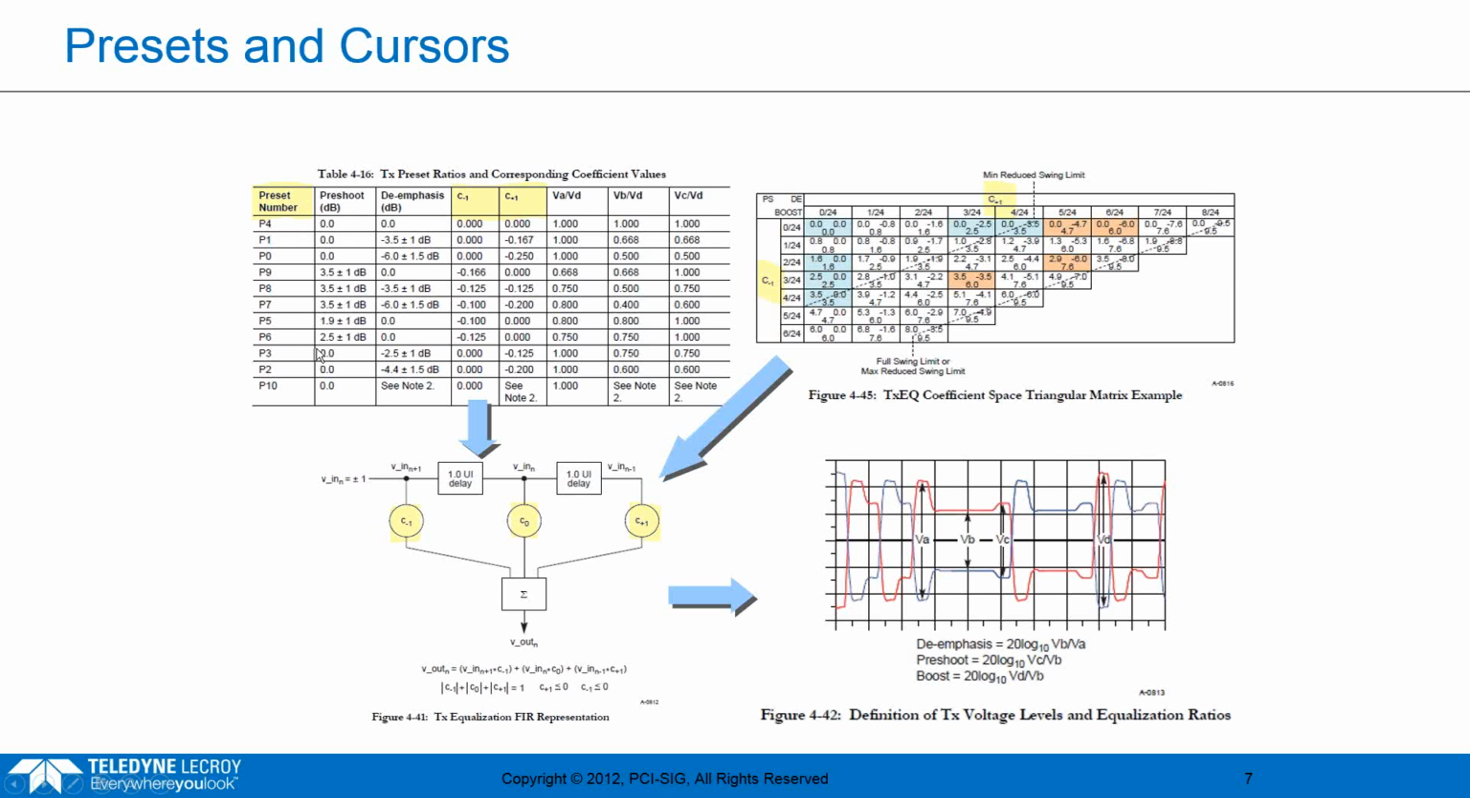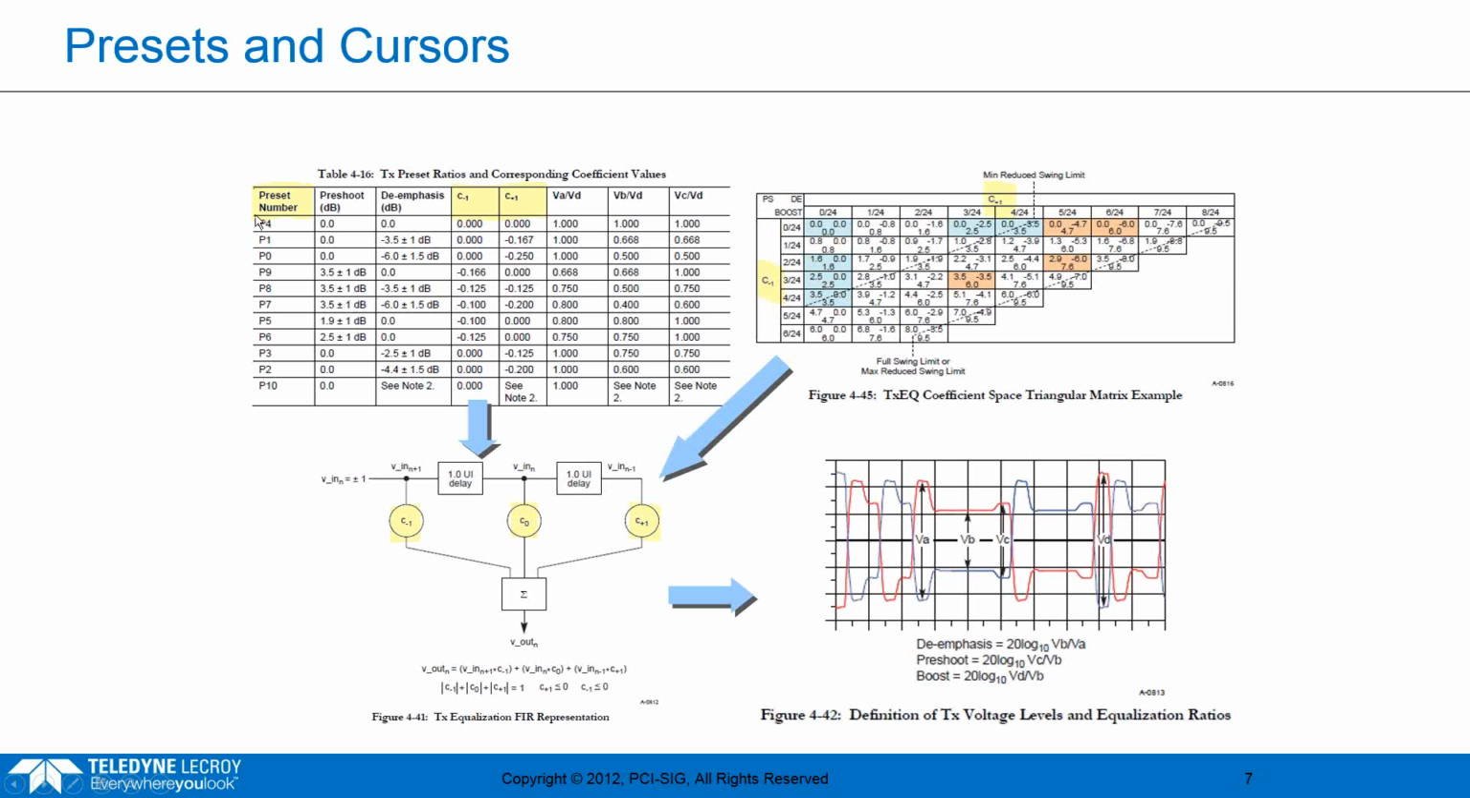And that's going to depend on the receiver on the other side, and it's going to depend on what that channel looks like. So if you have a really short channel, you might use P4, which is 0 dB and 0 dB. If you have a really long channel that has a lot of loss, you might be looking more at using P7, which is 3.5 dB and -6 dB. So how you choose the preset, or how your device chooses the preset, definitely depends a lot on the response of the channel and on the receiver equalizer on the other side.